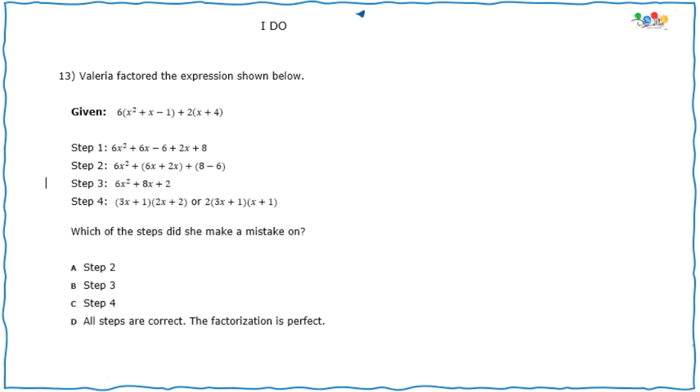So we're talking about factoring. There's an expression, and I want to know if she made a mistake or not. Okay, very good. So let's start. First thing I want to do is, of course, rewrite my expression. So I'm going to start with 6(x squared plus x minus 1) plus 2(x plus 4).